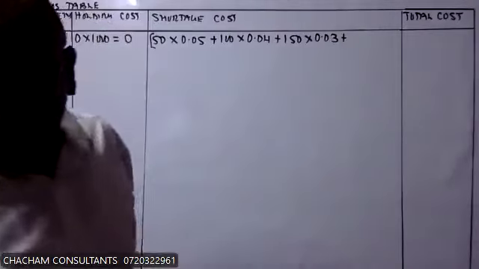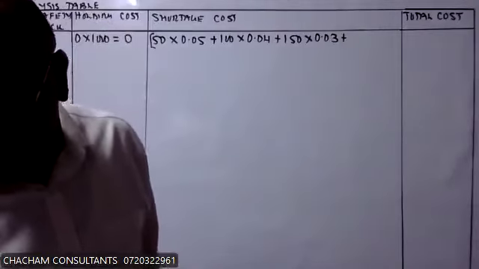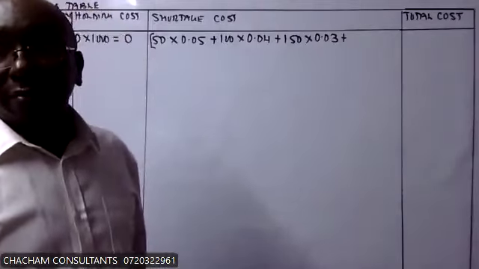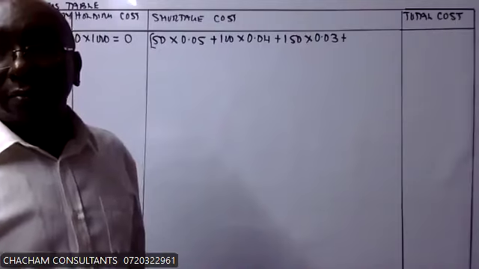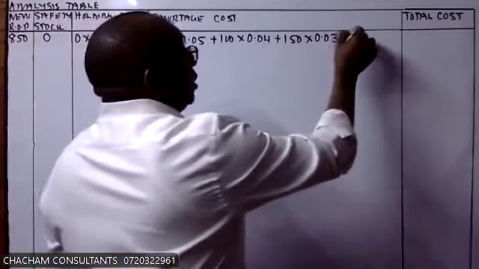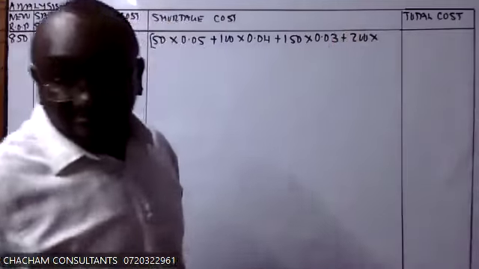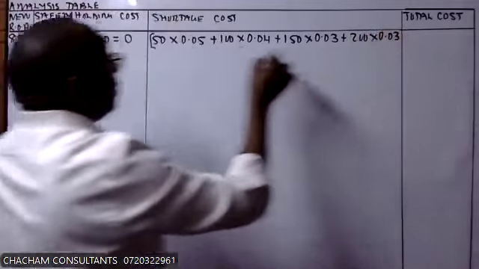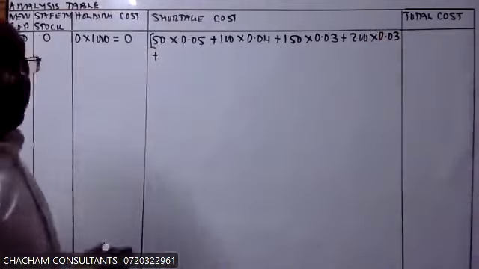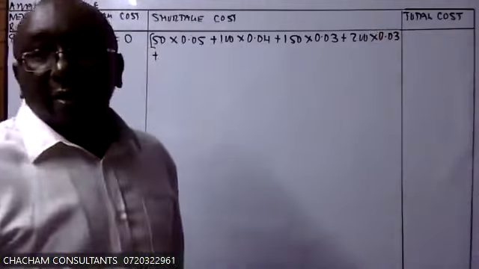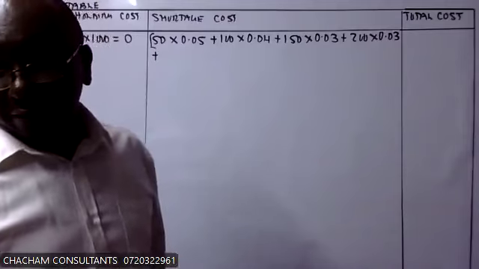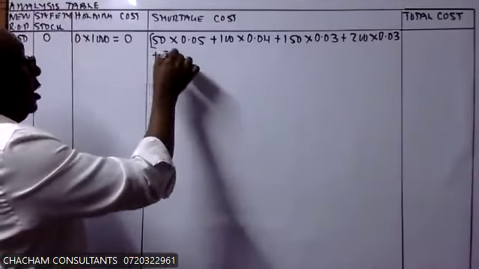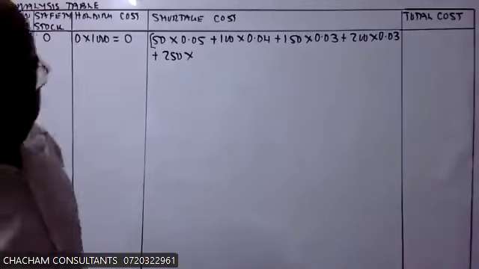Higher. If we go to 1050, how many customers will miss? 200. And the probability of 1050 is 0.03. And then if we have 1100, how many will miss? 250. And the probability of that happening is 0.02.